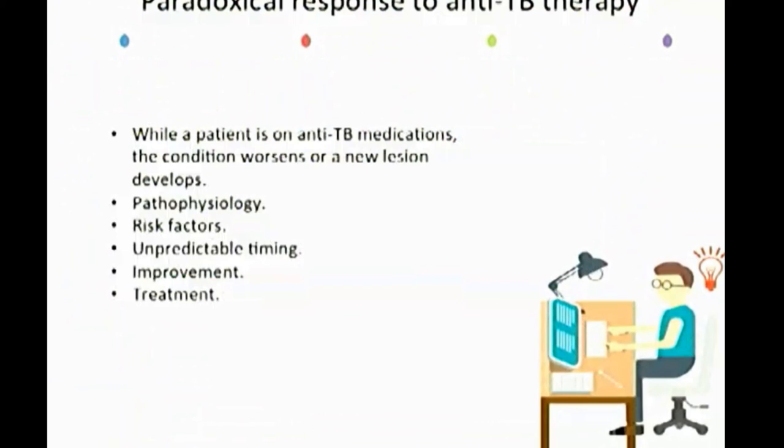So what are paradoxical reactions or responses to anti-TB therapy? It is when the patient is started on anti-TB medications and then the condition either worsens or a new lesion develops. The pathophysiology behind it, as Dr. Abu Saif mentioned, is a complex interplay between the host immune response and the mycobacterial antigens.